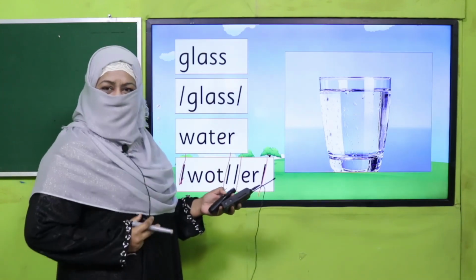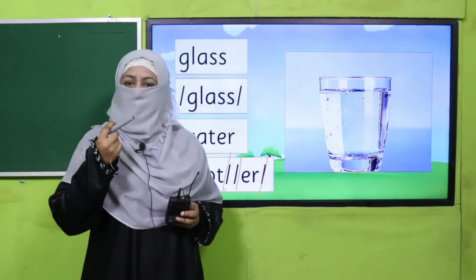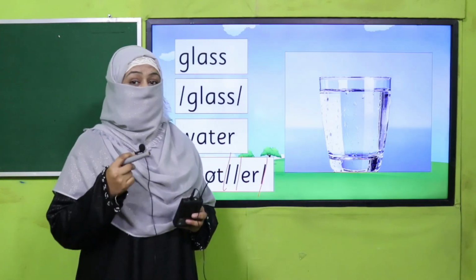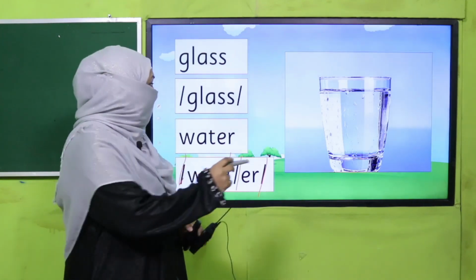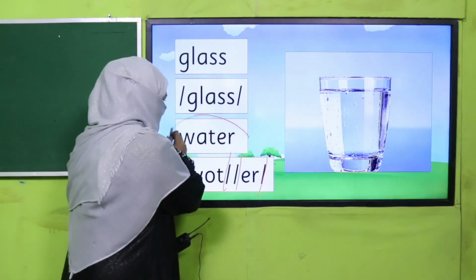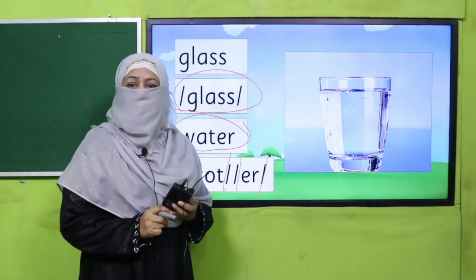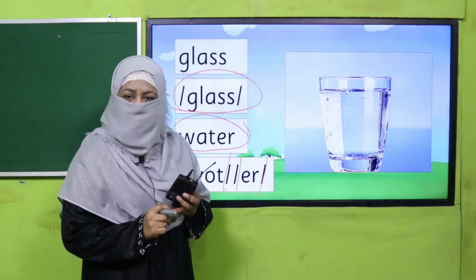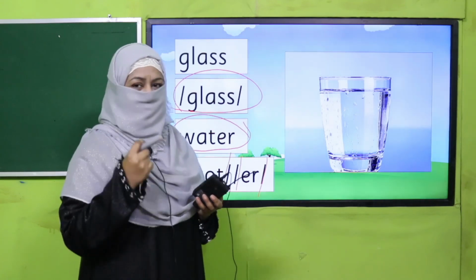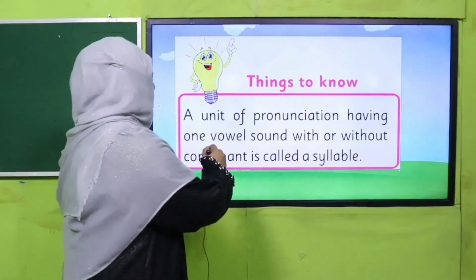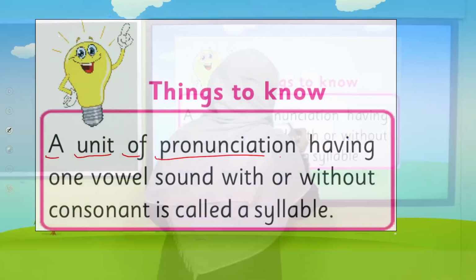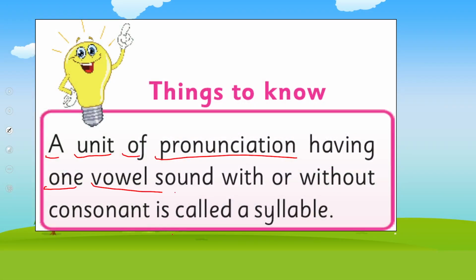All right. Okay. So this is how we identify syllables, and this is how we pronounce. And likewise, when we make proper syllables, this is how we spell the word correctly, right? So a syllable is basically to learn the spellings and to pronounce the word correctly. So a unit of pronunciation having one vowel sound, once again, one vowel sound, with or without consonant, is called a syllable.